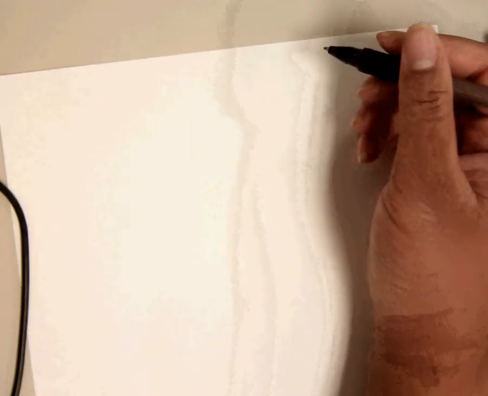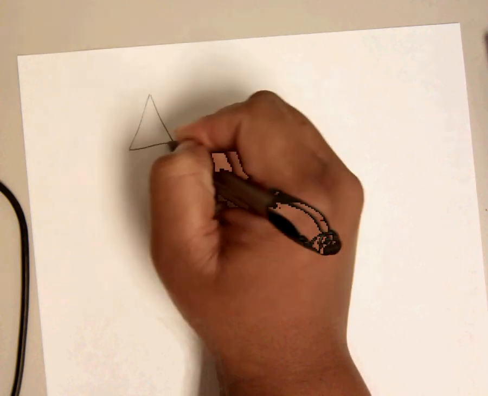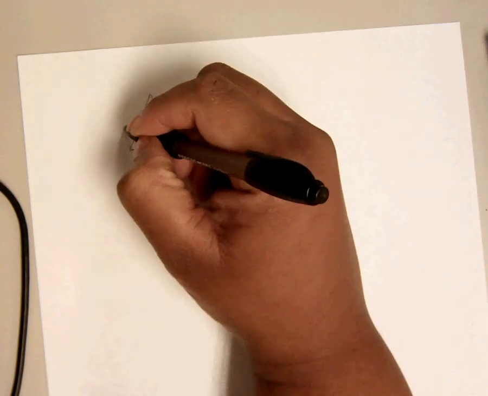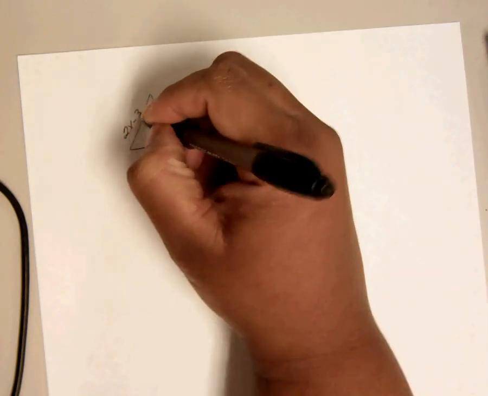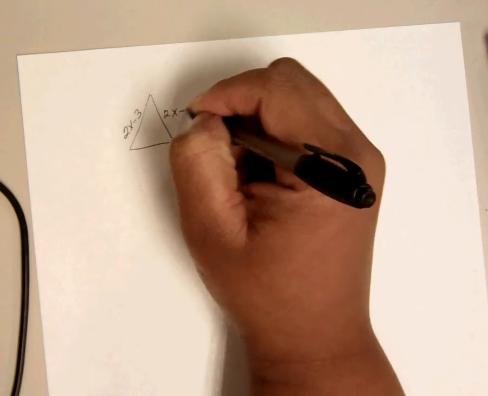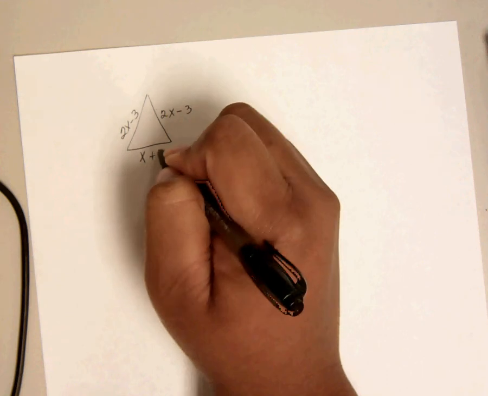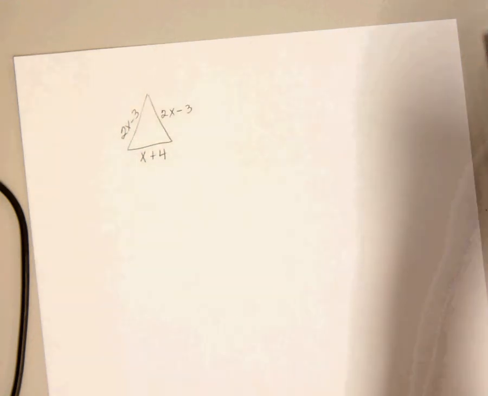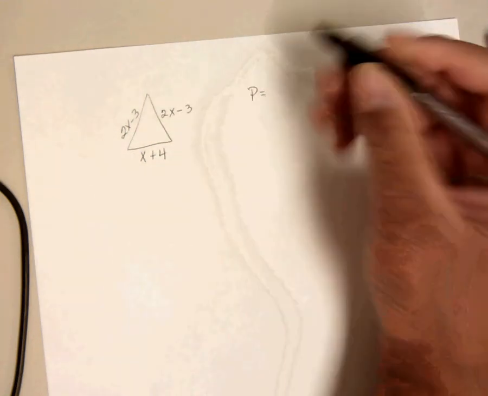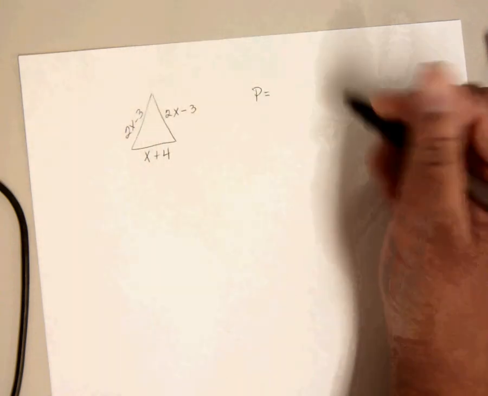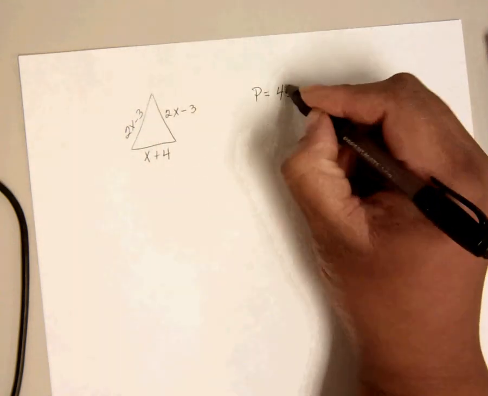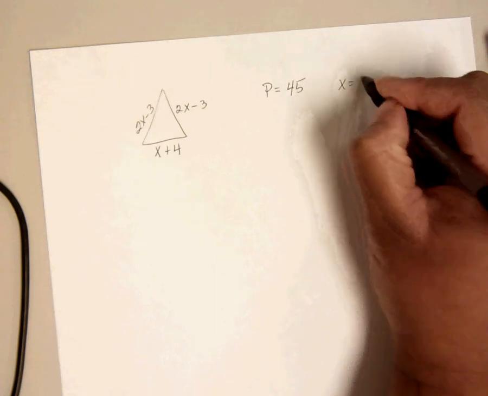Video 24, we want to continue solving for x. Given this triangle, the length of this side is 2x minus 3, the length of this side is 2x minus 3, and the length of this side is x plus 4. I'm going to tell you that the perimeter of this triangle is 45. Find the value of x.